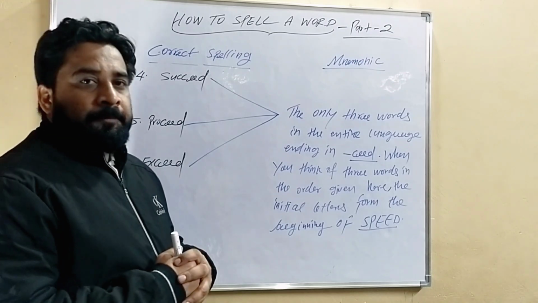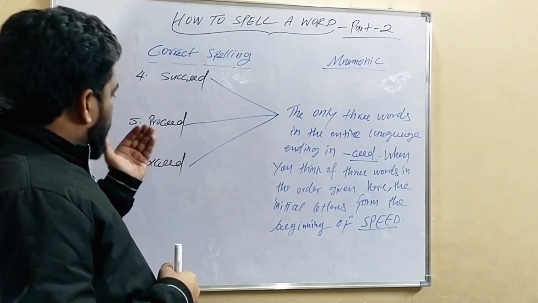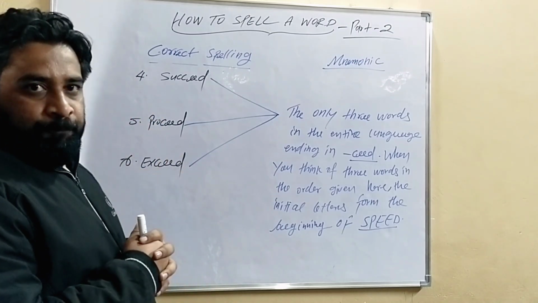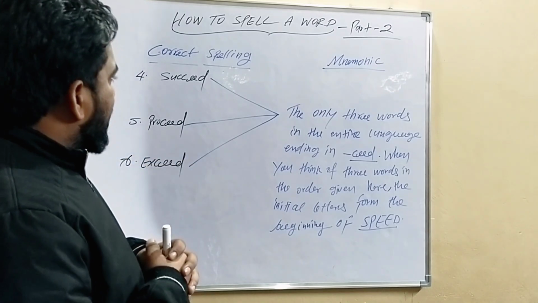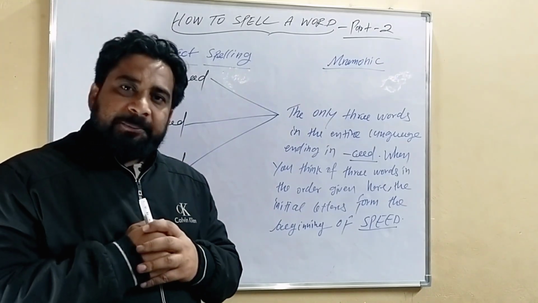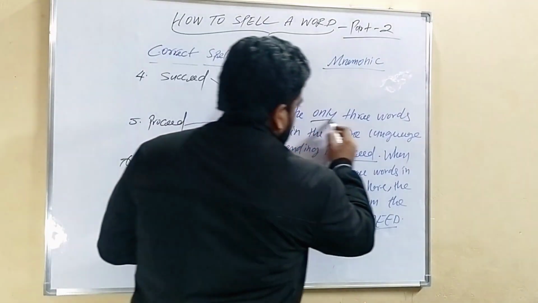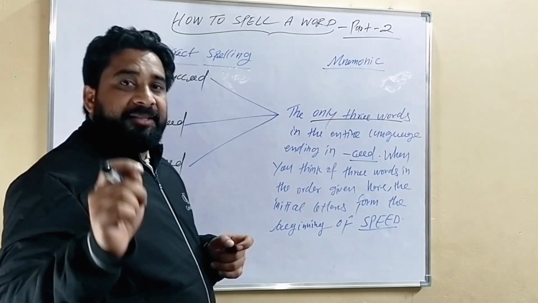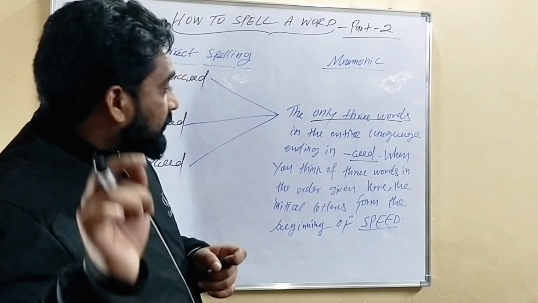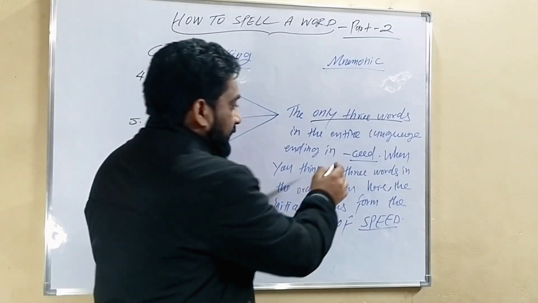Three words: succeed, proceed, and exceed. So what happens when we analyze these three words in terms of the spelling? We can see here there are only three words. These are the only three words in the entire English language that come to the end with seed.